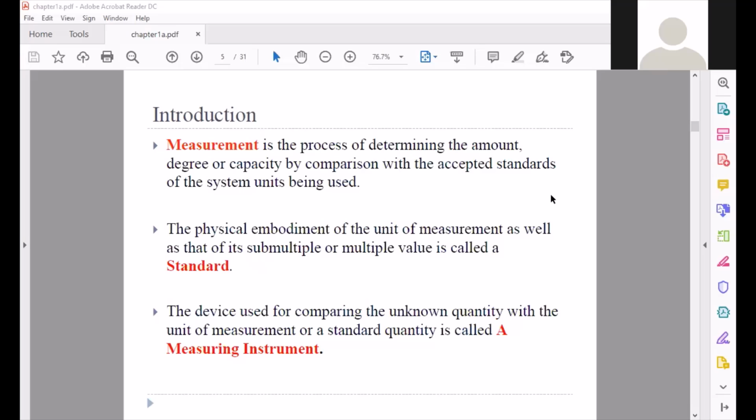We have four types of standard. For example, the SI standard, which means the international standard system, the primary standard, the secondary standard, the working standard, and so on. I will explain after this. The device used for comparing the unknown quantity with the unit of measurement or the standard quantity is called the measuring instrument, for example our anemometer, the digital meter, our clamp meter, and so on.